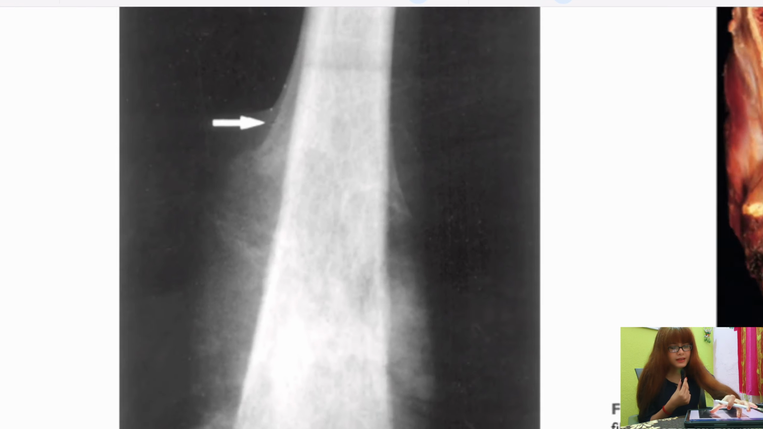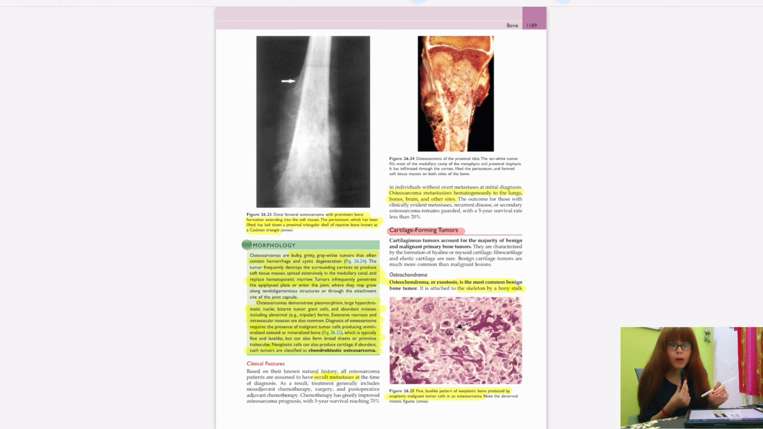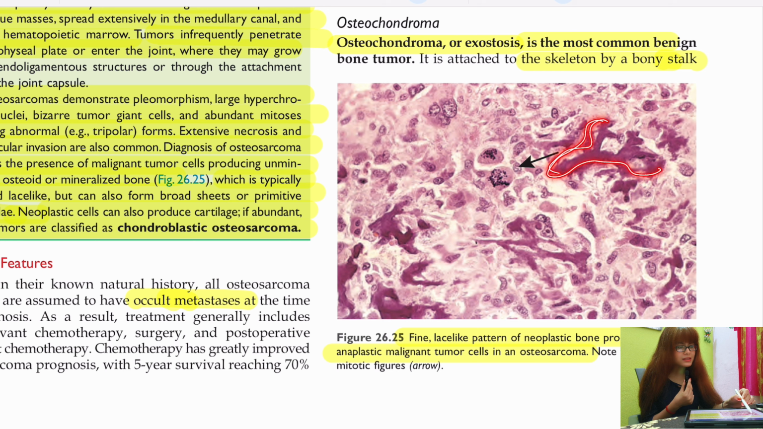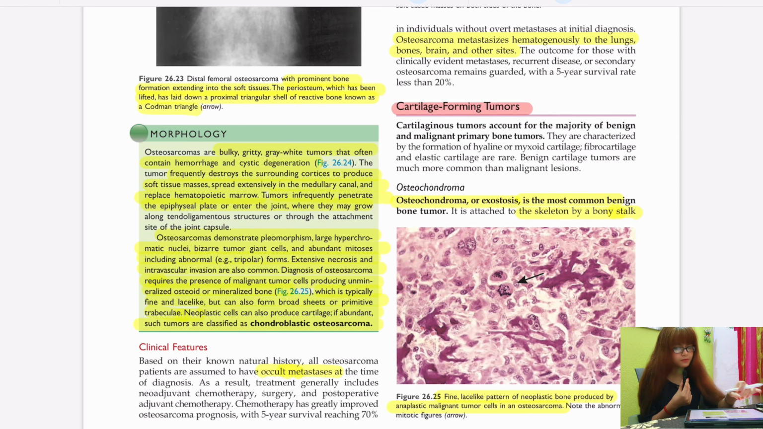In this, you can find, this is the Codman's triangle. As you can see, there is elevation of the periosteum with deposition of this reactive bone, and this is ultimately forming a triangle like this. Now I'm going to talk about this in detail from my notes, but these are the important points I've just highlighted over here. So I'm just going to show you this. Now if you see this, these are the neoplastic bone which is getting deposited in case of osteosarcoma. You can see that these cells are so anaplastic, and this is a mitotic figure.